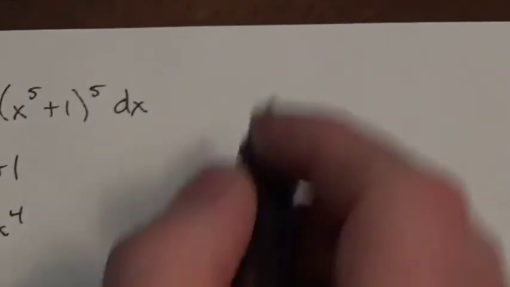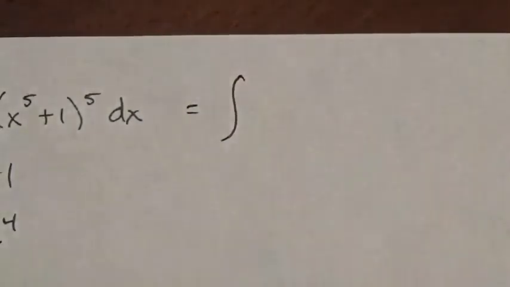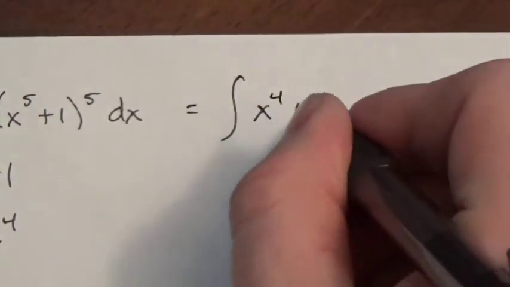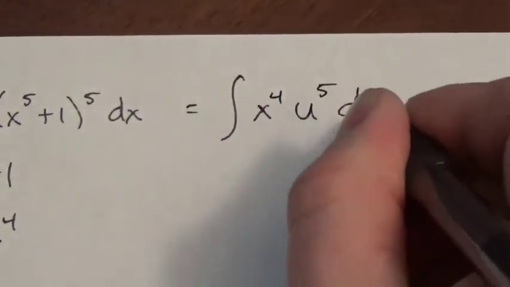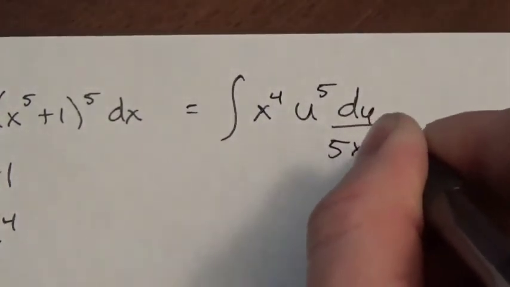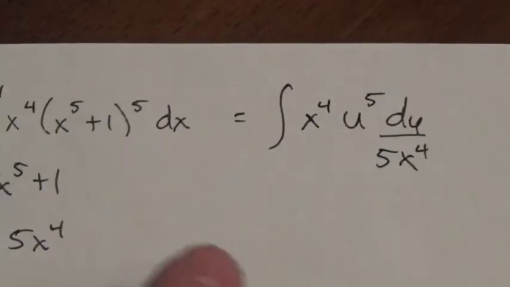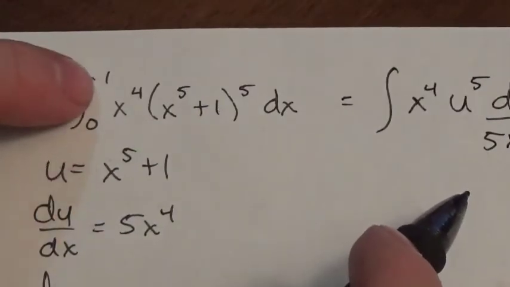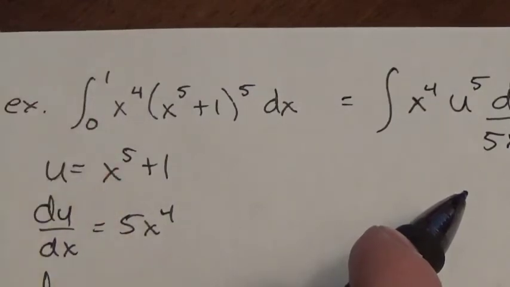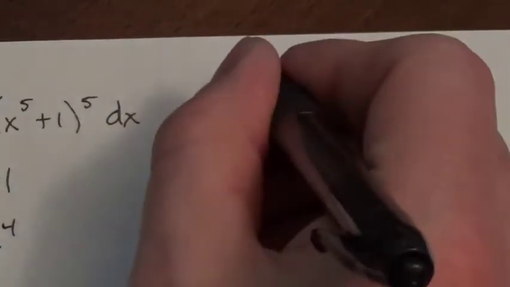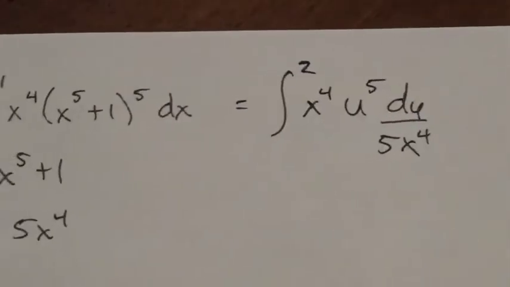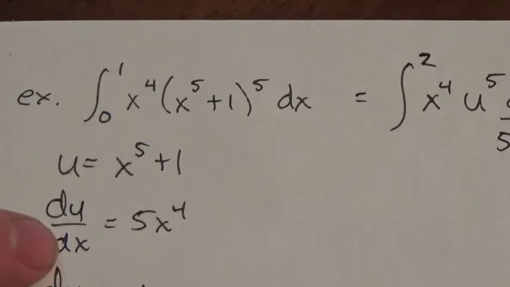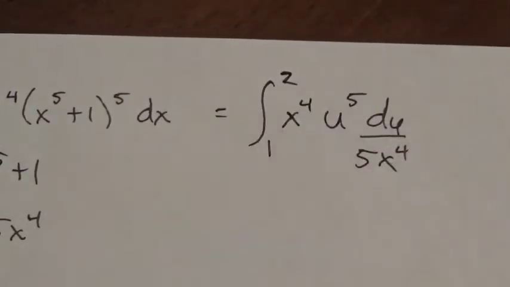Now I can make my substitution into here. This will be x to the 4th, u to the 5th, du over 5x to the 4th. My x to the 4th will cancel, but before I get to that, I'm actually going to change my limits. If I plug 1 in, 1 to the 5th is 1, plus 1 is 2, so my upper limit will be 2. If I plug 0 in, 0 to the 5th is 0, plus 1 is 1, so my lower limit is 1.